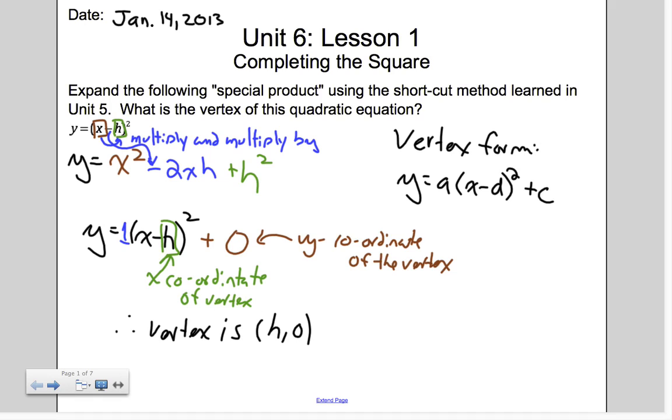So it's kind of cool when we get this x minus something quantity squared. We get that perfect square trinomial, and we can almost see what the vertex is, if it was a perfect square trinomial.